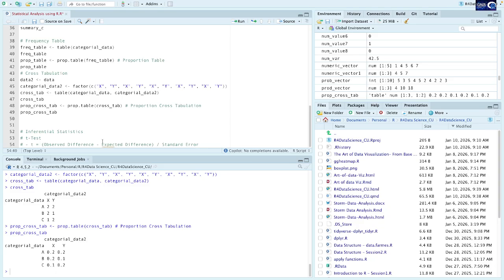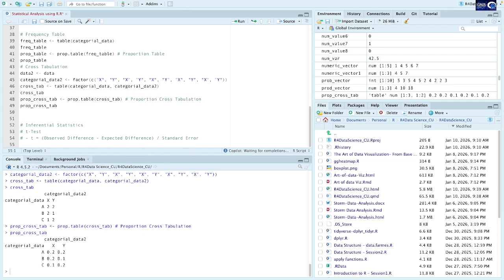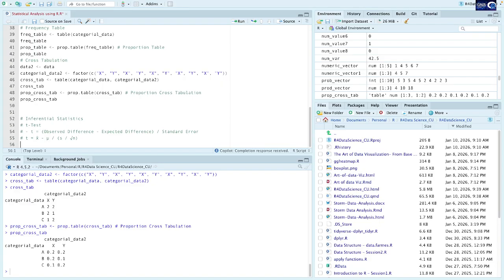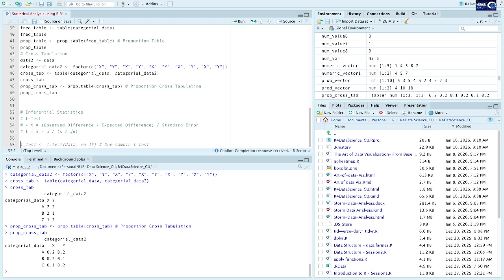So it is basically observed difference minus expected difference divided by standard error. This is the formula, the concept we use in t-test. We can also call it t equal to x bar minus mu divided by s by root n. This is the basic theory.